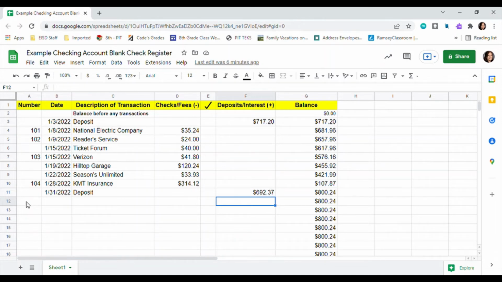So you've officially written the check to pay your rent, your February rent, and now we need to put it in our check register. So in cell A12, you're going to put the check number. You see, you wrote check number 105, so in cell A12, you put 105. The date is January the 31st. The description, it's who you paid your rent to, which is Colonial Apartments.